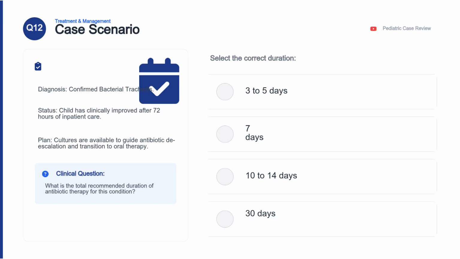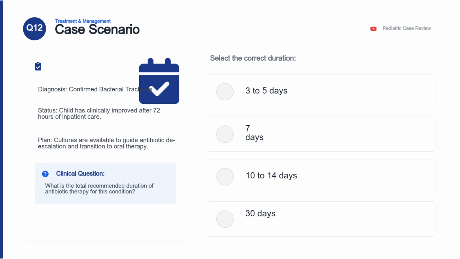Question 12 discusses treatment duration and level of care. A child with bacterial tracheitis has shown significant clinical improvement after 72 hours of intravenous antibiotic therapy. The fever has resolved, secretions have decreased substantially, and the child was successfully extubated. Tracheal culture results are now available showing Staphylococcus aureus sensitive to multiple antibiotics, allowing de-escalation from empiric broad-spectrum coverage. What is the recommended total duration of antibiotic therapy for uncomplicated bacterial tracheitis?